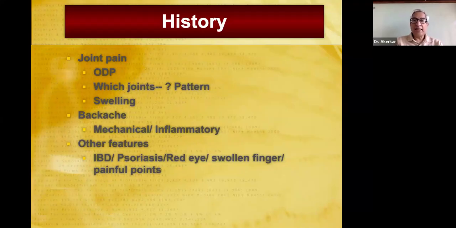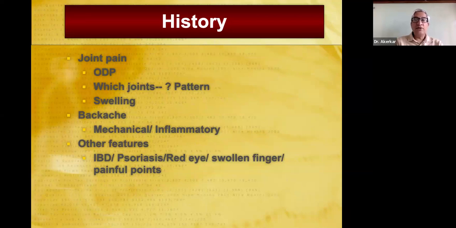When it comes to backache, the patients who present with axial involvement will complain of backache, and it is important to see whether this backache is mechanical backache or inflammatory backache. Inflammatory backache is the characteristic of axial involvement of spondyloarthritis. How do we differentiate that? It will definitely come in the upcoming slides.